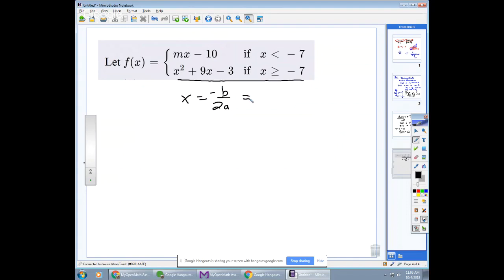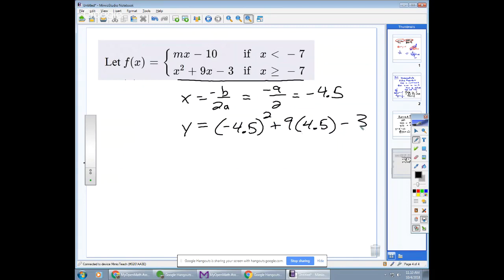All right, so that would be -9 over 2 times 1. So at -4.5, there's the x value of the vertex, that's the axis of symmetry. If I plug that in here, I get the y value. So somebody whip out a calculator for me. -4.5 squared plus 9 times 4.5 minus 3.